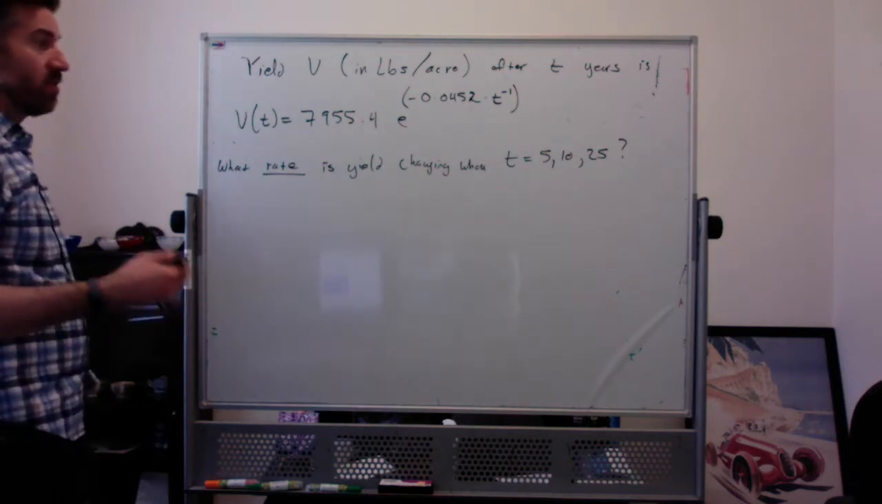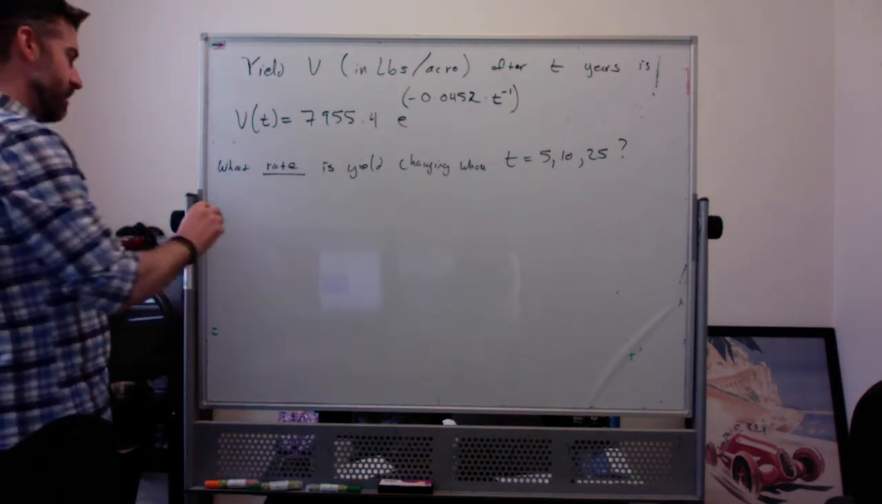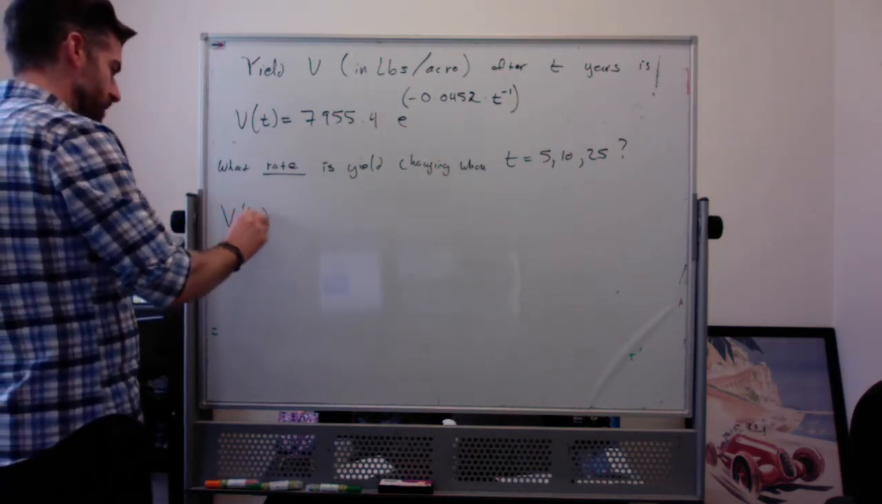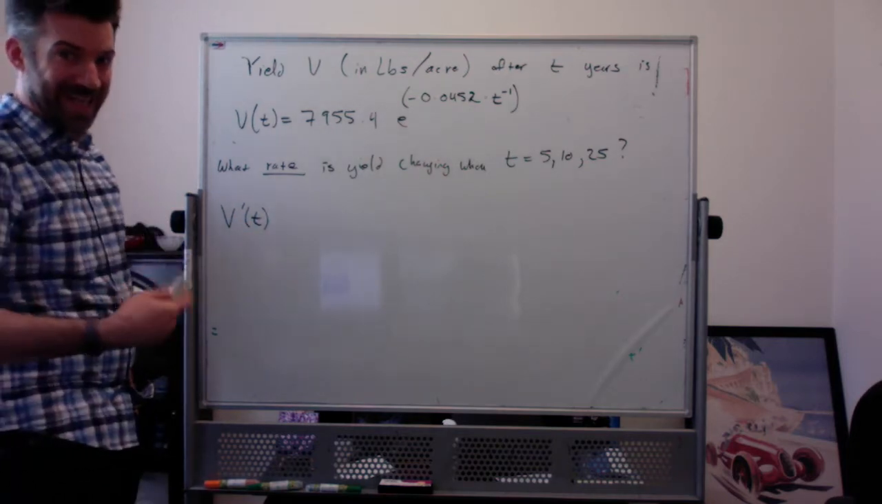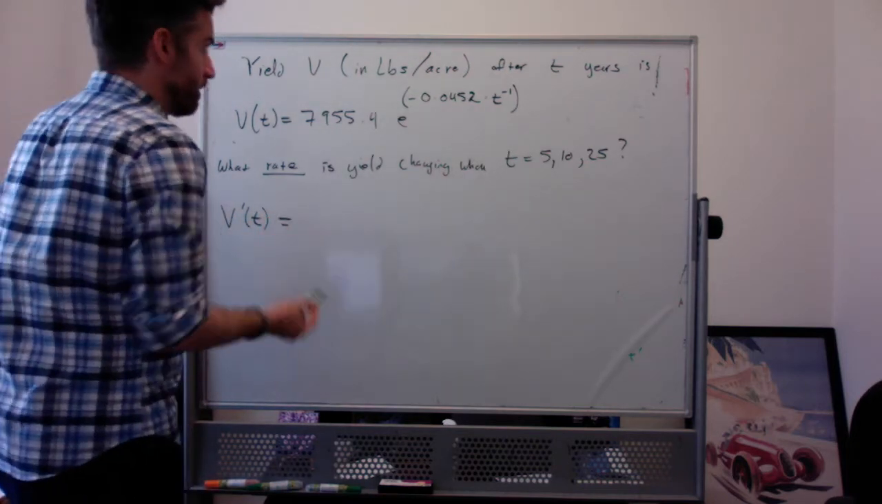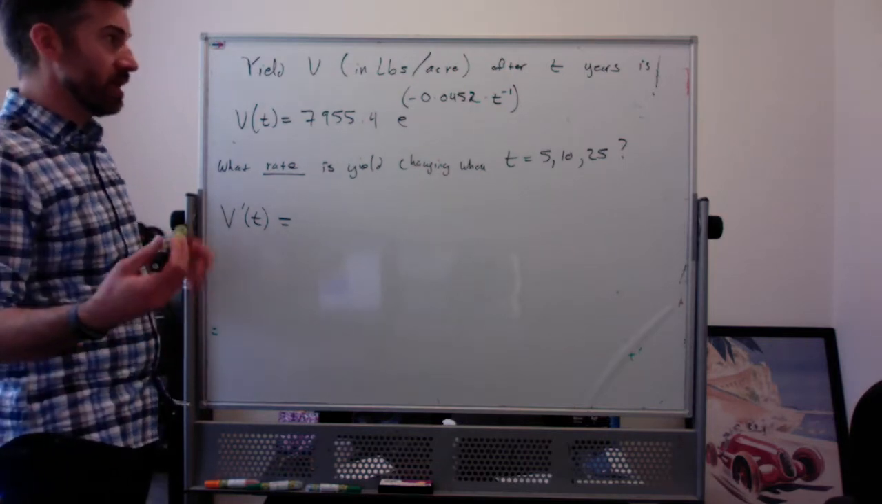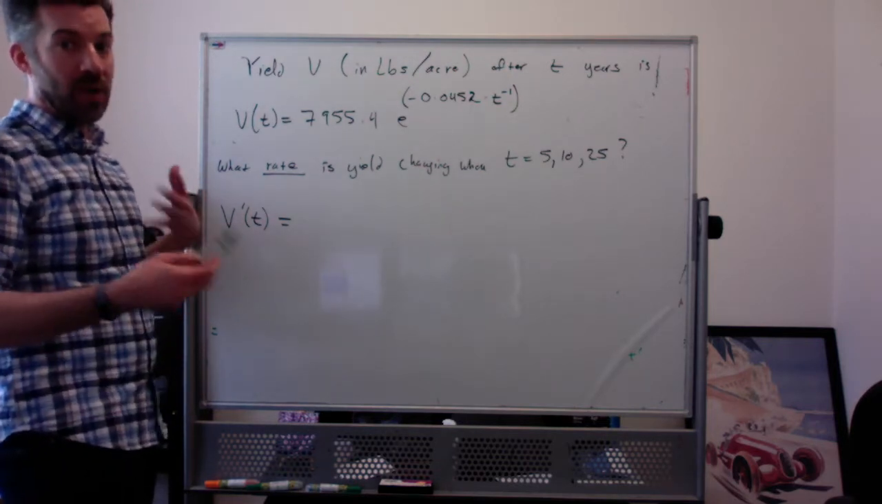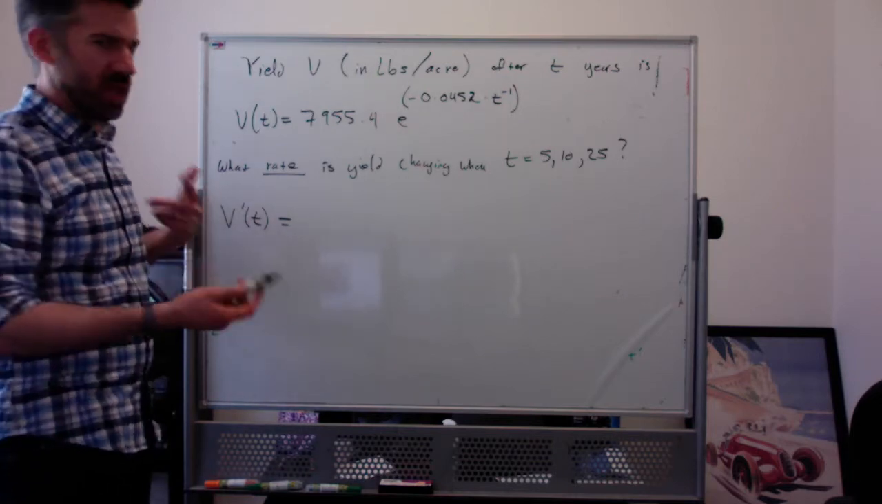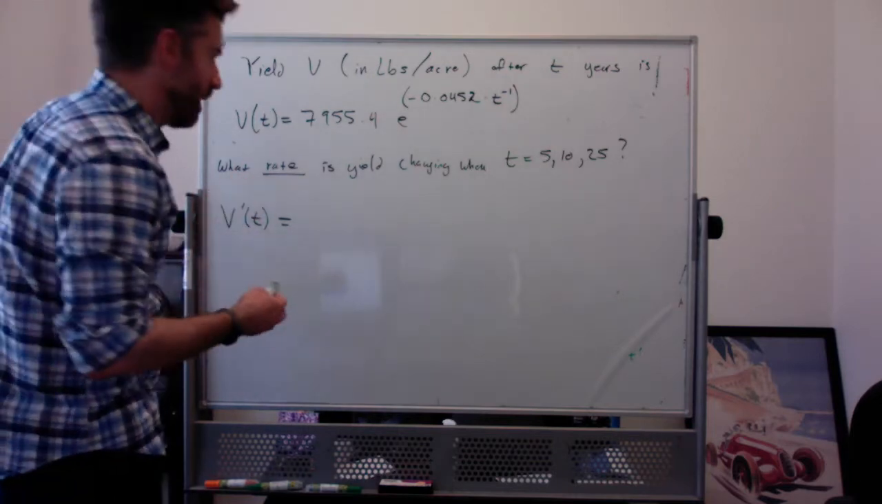So to find the rate that the yield is changing at, I need to find V prime of T. That's the rate of change at time T. And that's going to be in pounds per acre per year, right? It's going to be increasing or decreasing at some amount of pounds per acre per year, which is a weird quantity, but that's what we got.